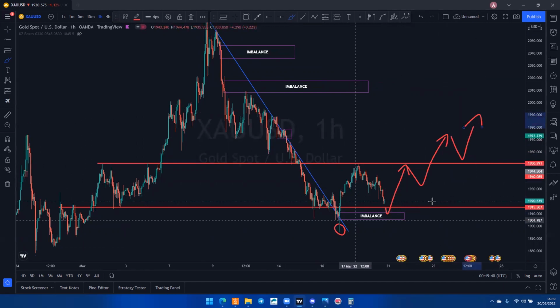So these are the confirmations I'll be looking for. Remember, gold will not just move in one solid candle to the upside. We need to follow the trend and see if there are confirmations.